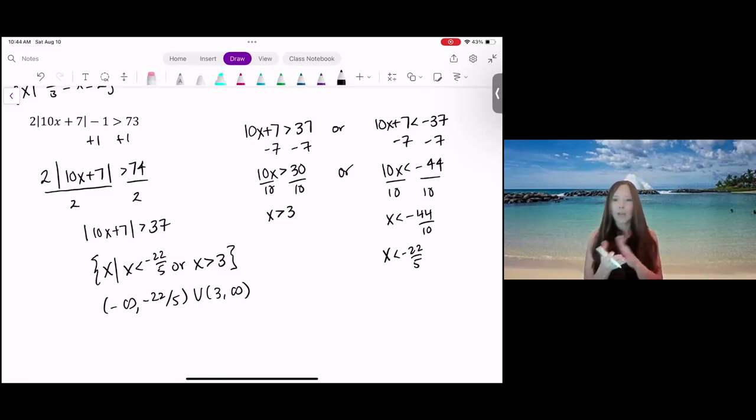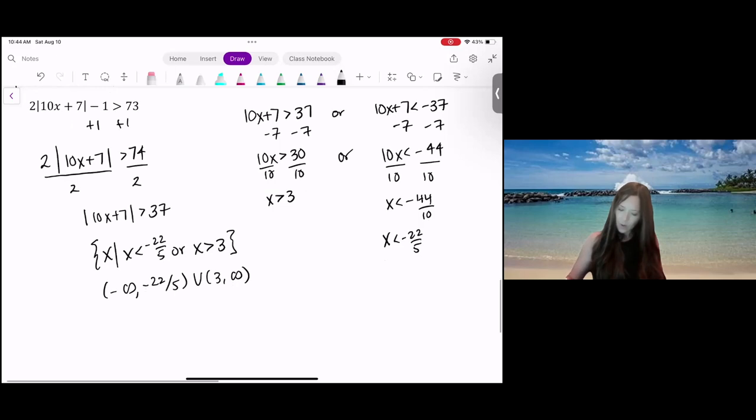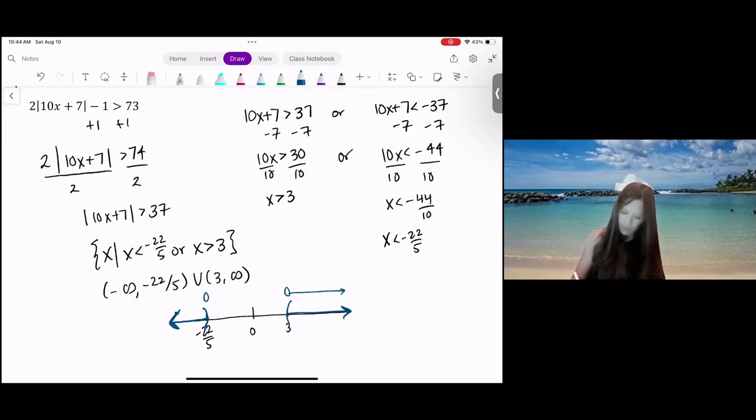And this was a greater than and less than symbol. On my graph, I'm going to make it very bare bones like I did the last one. I have -22/5, 0, and then 3. That would be to the left with a parenthesis and to the right with a parenthesis from 3, or open circles heading in the outside direction because it's an or.